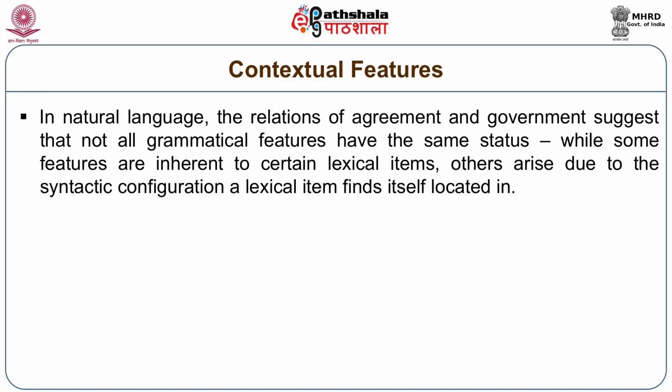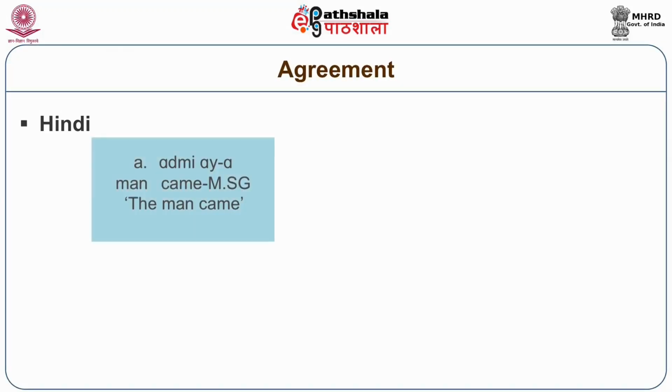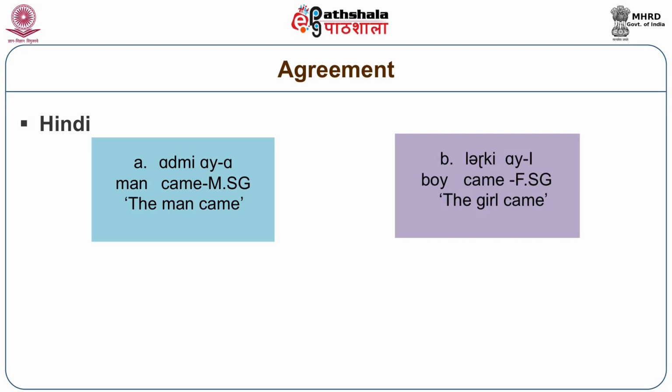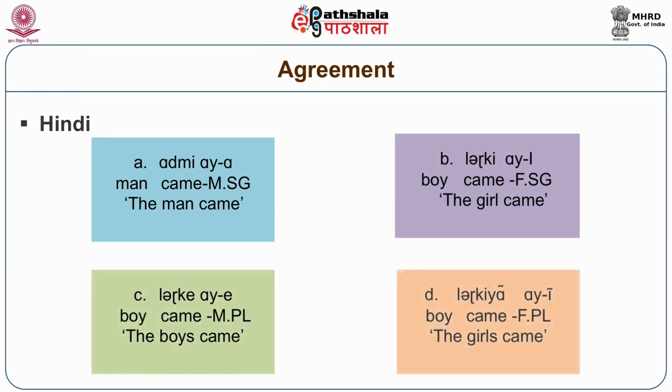In natural language, the relations of agreement and government indicate that not all grammatical features have the same status. While some features are inherent to some lexical items, others arise due to the syntactic configuration a lexical item finds itself in. Consider agreement, and consider the following four sentences from Hindi. All of them represent subject-verb agreement: आदमी आया, लड़की आई, लड़के आए, and लड़कियां आई.